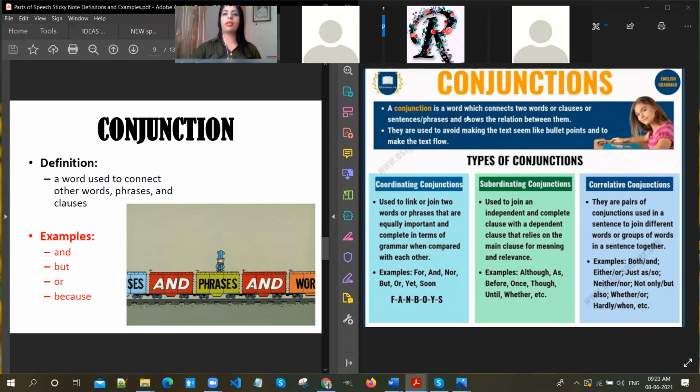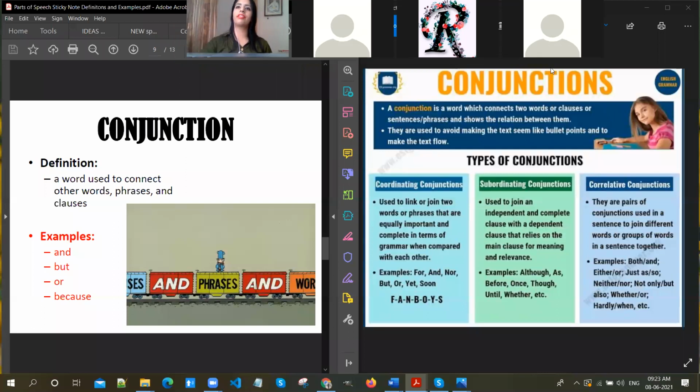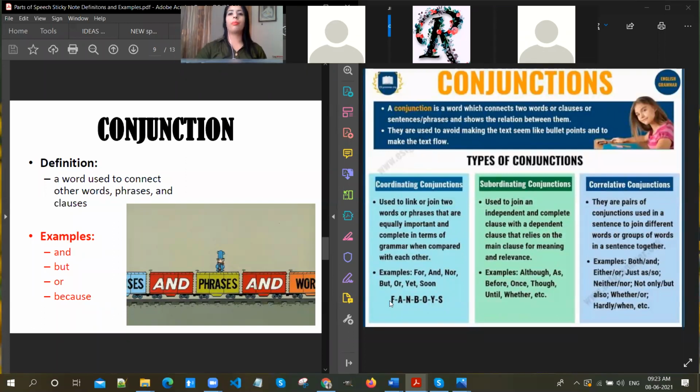So a conjunction is a word which connects two words or clauses or a sentence, phrase, and shows the relation between them. Right? They are used to avoid making the text seem like bullet points and to make the text flow. So there are three different types of conjunctions. First is coordinating conjunction. Very important. Coordinating conjunctions will be easily remembered. We call them FANBOYS, a mnemonic. I think FANBOYS is a very easy word to remember.